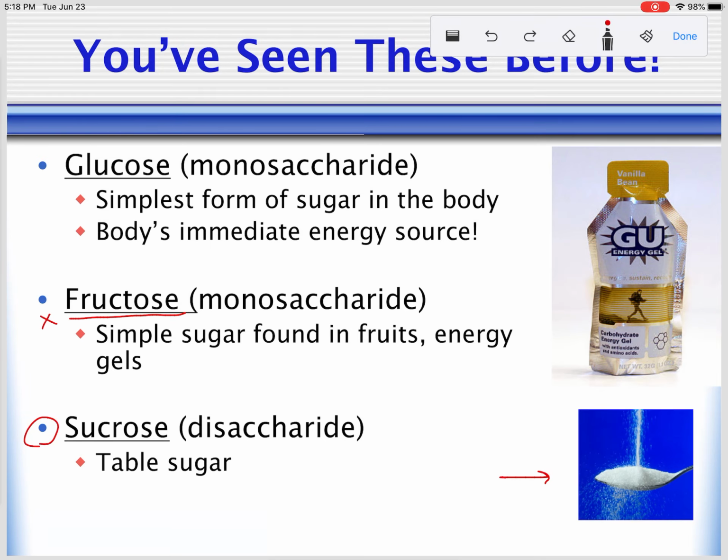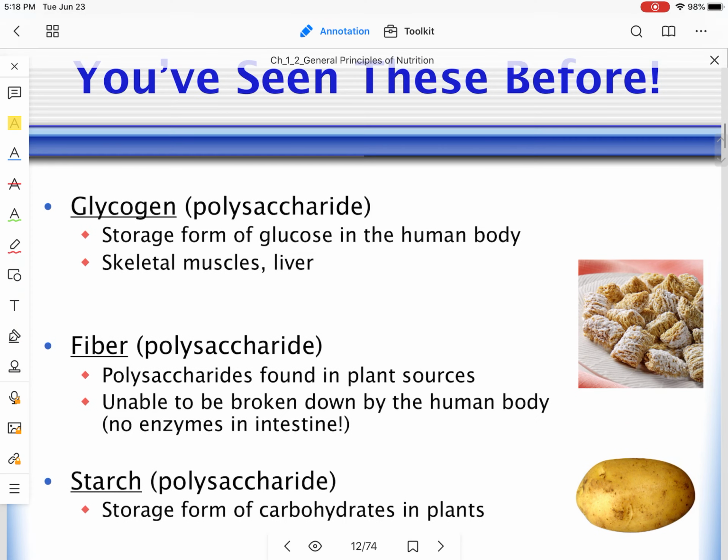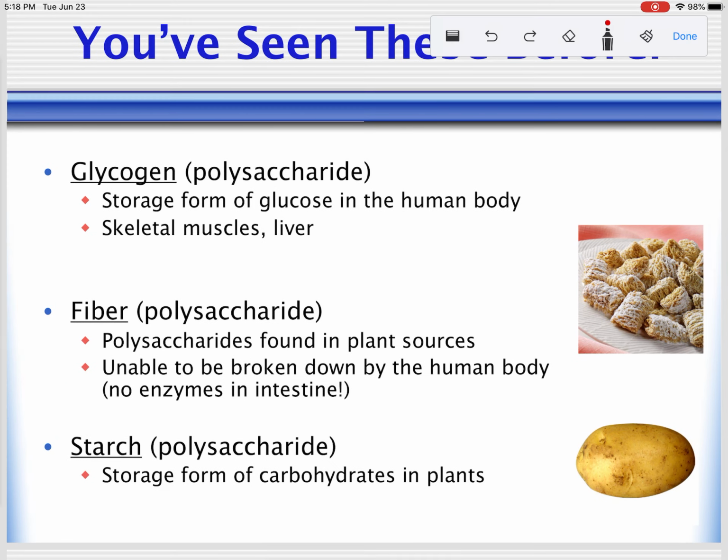But just as an example, fructose is commonly found in fruit. Athletes eat a lot of fruit, right? And even in these GU energy gels that runners or other endurance athletes ingest, there's commonly fructose in there. Let's talk about these three polysaccharides. I would like you to know all three of these.